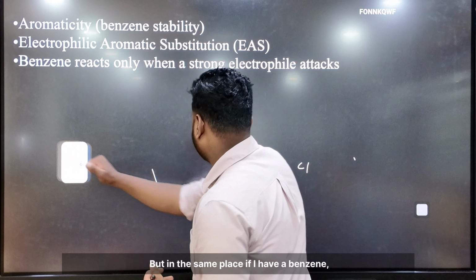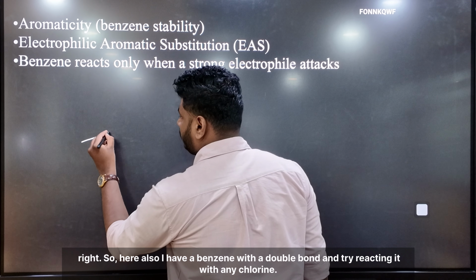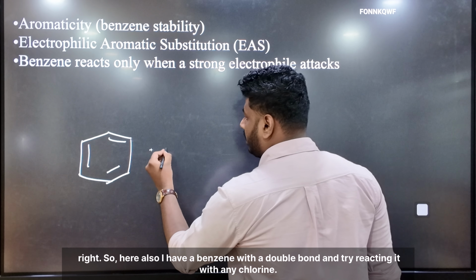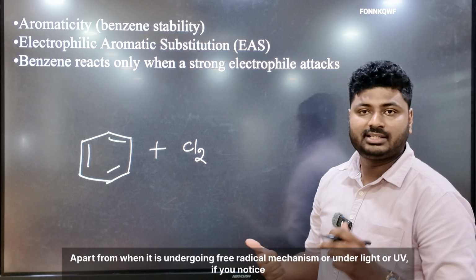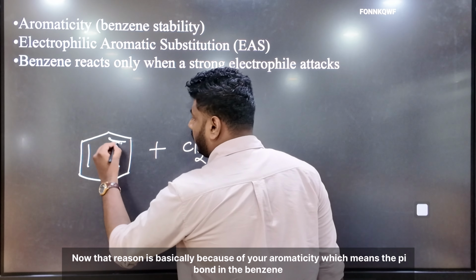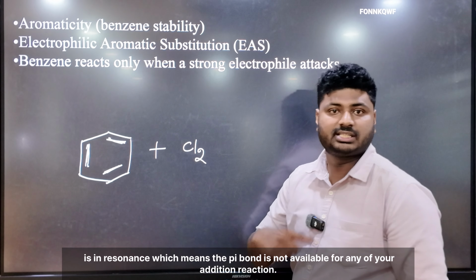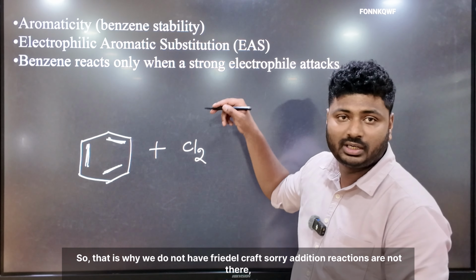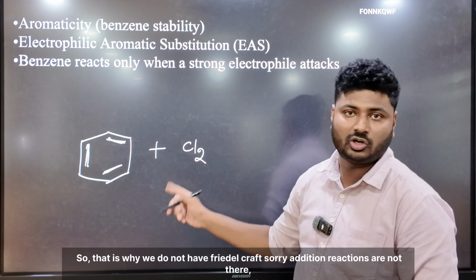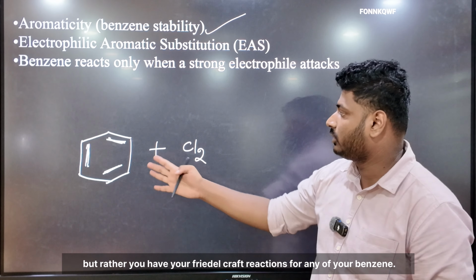But in the same place, if I have a benzene, here also I have a benzene with a double bond, and I try reacting it with chlorine. Apart from when it is undergoing a free radical mechanism under light or UV, these kinds of double bonds don't react with chlorine to give you addition products. The reason is because of aromaticity, which means the pi bond in the benzene is in resonance, so the pi bond is not available for addition reactions. So addition reactions are not there, but rather you have Friedel Crafts reactions for benzene.